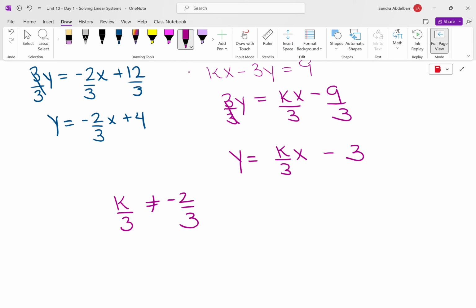So we know k over 3 cannot equal negative 2/3. So what does that mean for us? k cannot equal negative 2. So we know k can be all values except k cannot equal negative 2. So we're good. Yes? k cannot equal negative 2. Yep.